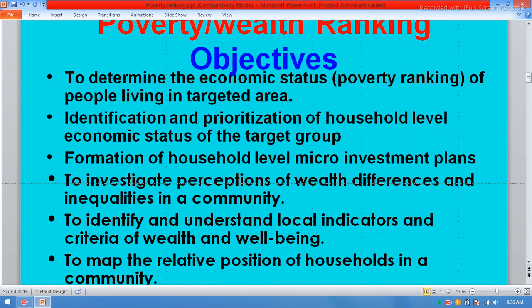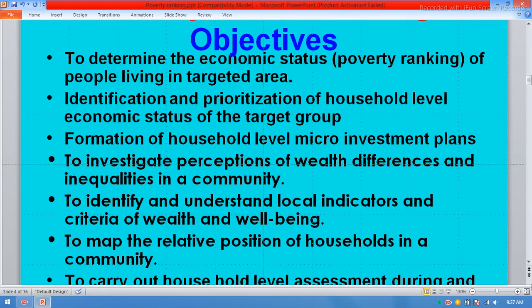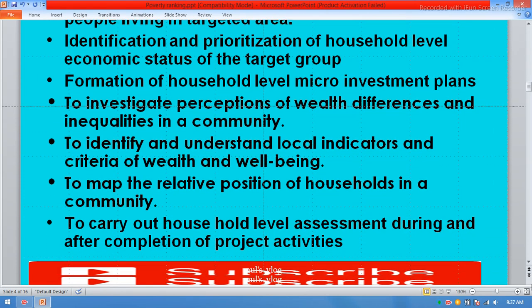Objectives of poverty ranking are to determine the economic status of people living in a targeted area, identification and prioritization of household level economic status of the target group, formation of household level micro investment plans, to investigate perception of wealth differences and inequalities in the community, to identify and understand local indicators and criteria of wealth and well-being, to map the relative position of household in a community, to carry out household level assessment during and after completion of project activities.